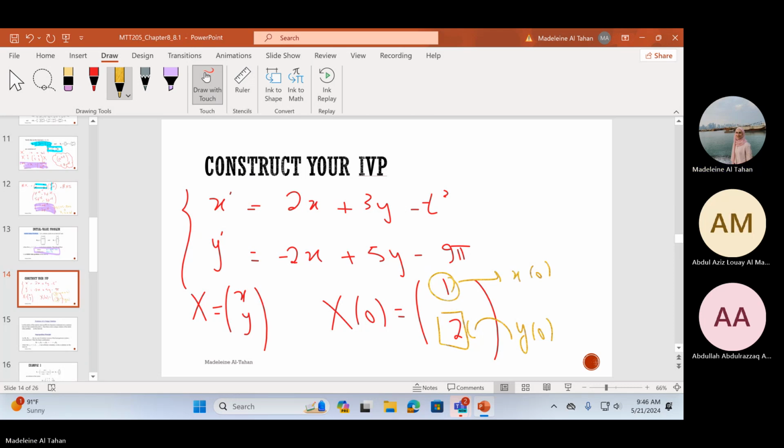Any questions? If you want three equations with three unknowns, x naught will be how many values as a column? 3.